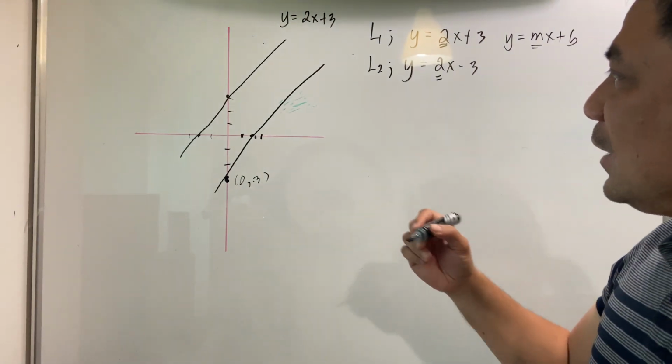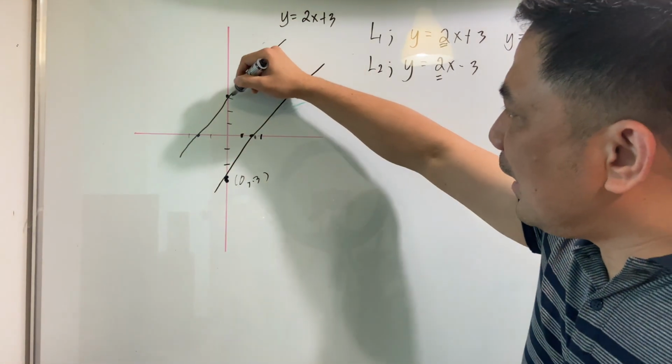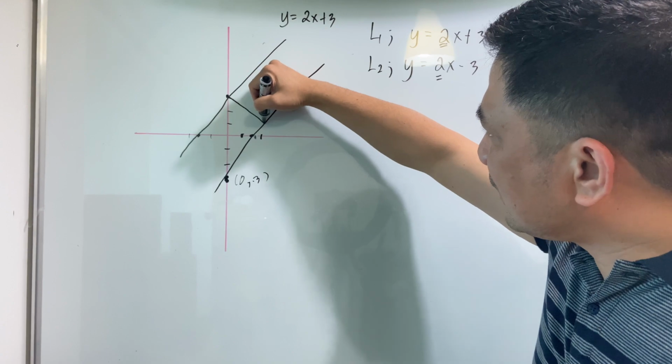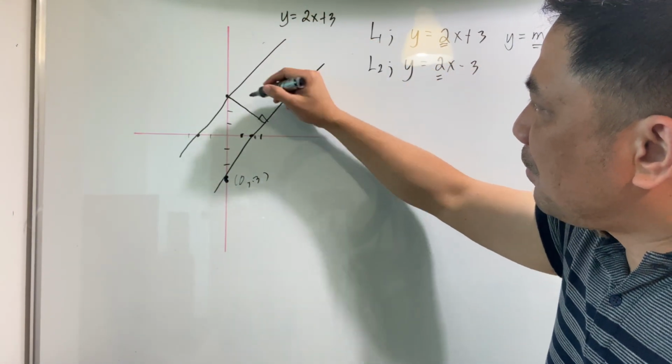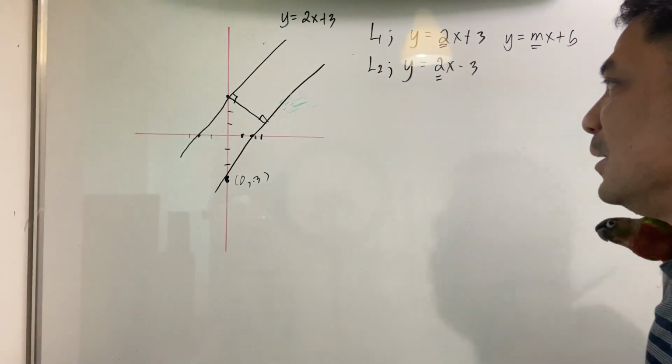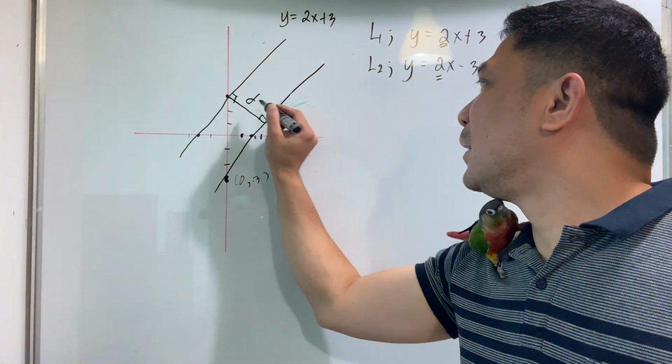So what's the distance between these lines? It's the minimum, or shortest, distance that would connect these two lines and at the same time be perpendicular to both lines. So this would be our distance.